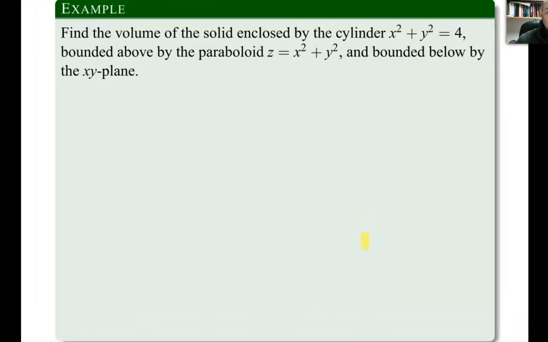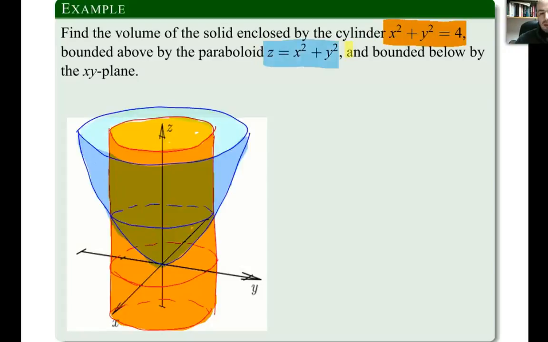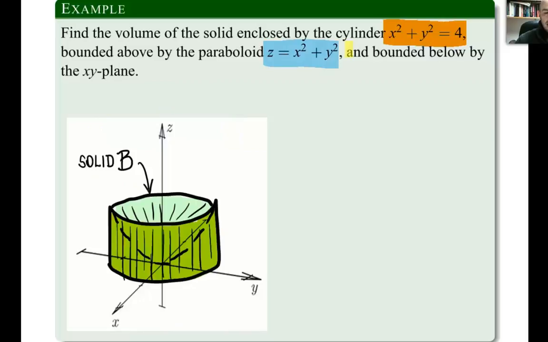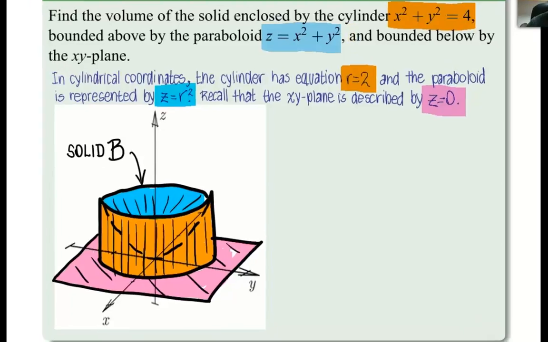Let me try to find the volume of the solid enclosed by this cylinder and this paraboloid. So first of all, the cylinder looks like this. The paraboloid looks like this, and the volume that we're trying to find is the volume of this solid B. So first of all, in cylindrical coordinates, the cylinder has equation r equals 2. Remember, we have to change everything into cylindrical coordinates. So r equals 2 because r squared equals 4, so r is equal to 2. The paraboloid is represented by z equal to r squared, and the xy plane is described by z equal to 0. So notice that now everything has either r's, thetas, and z's.